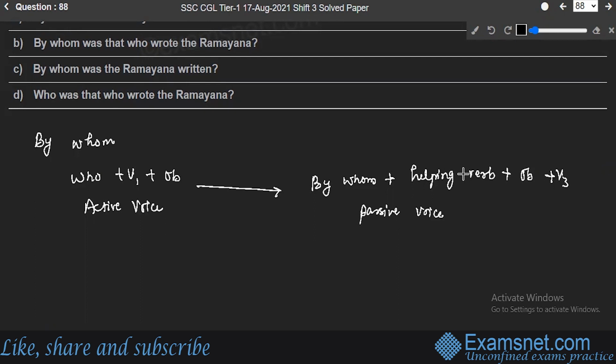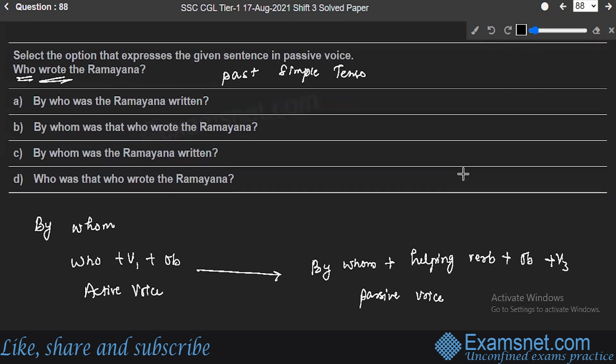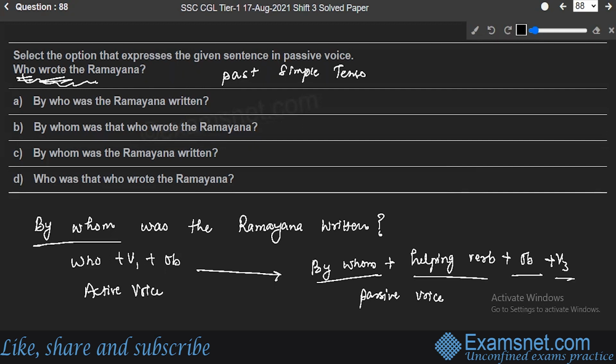Okay. Now using all these laws, I'll convert this active voice sentence, the interrogative question "Who wrote Ramayana?", into the passive voice. It will be, "By whom was the Ramayana written?" Okay. So by whom, helping verb plus object plus third form of verb. By whom was the Ramayana written? Let's see. By whom was the Ramayana written?